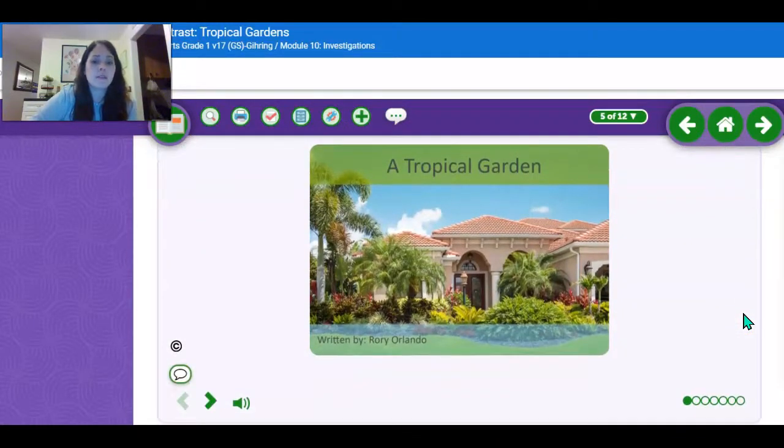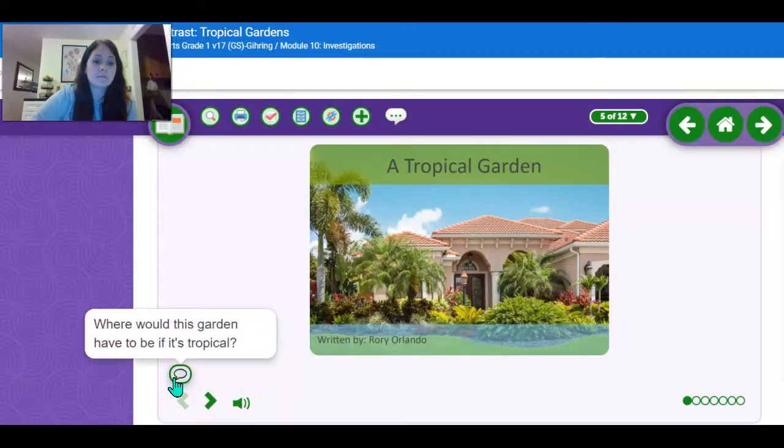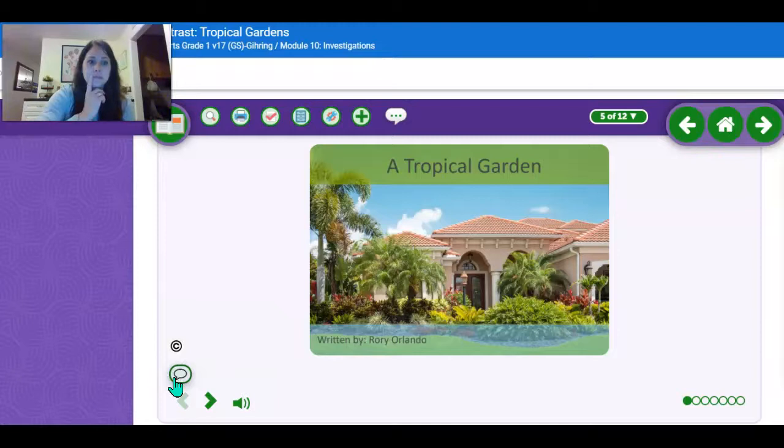So let's start with our book called The Tropical Garden. So where would this garden have to be if it's tropical? Think about tropical places. A Tropical Garden, written by Rory Orlando.